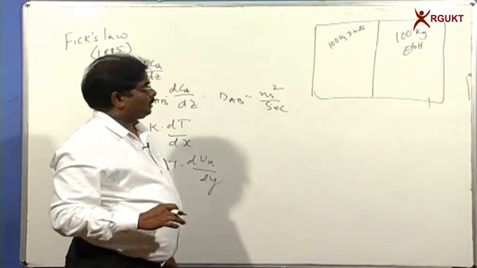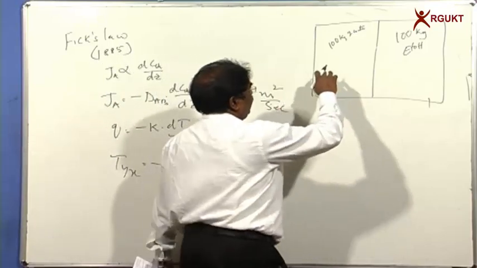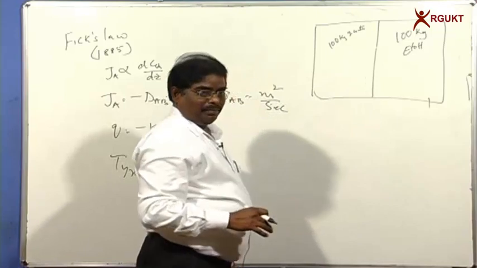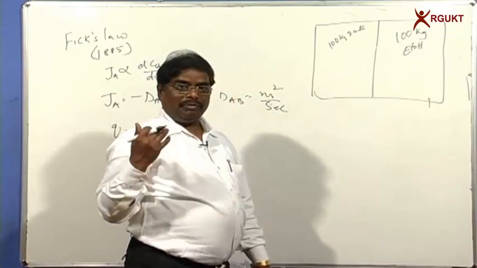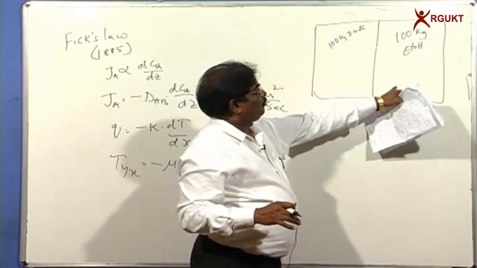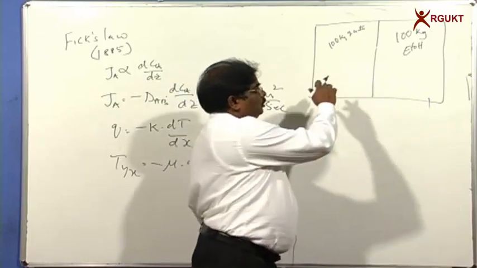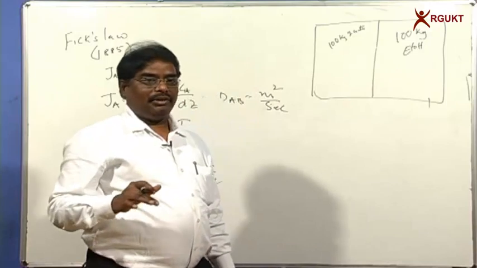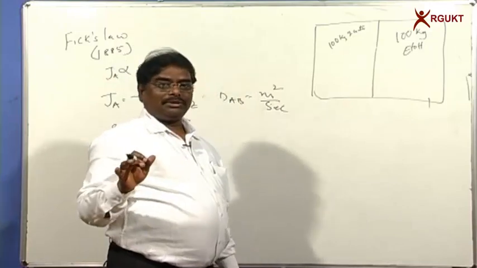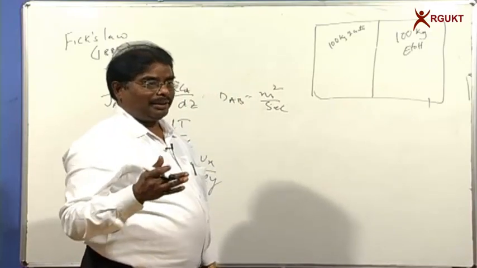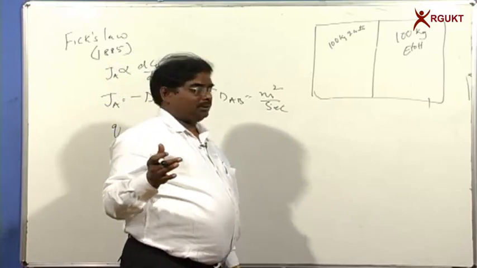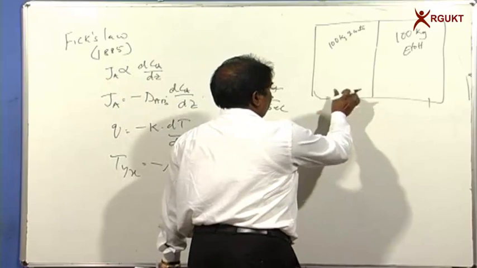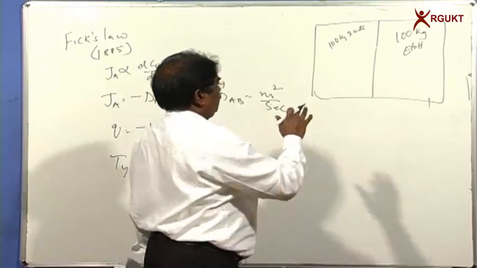When you remove the partition, obviously there is a concentration gradient for the water from this side to this side, and for the ethanol from this side to this side. So what will happen now? The ethanol is going to move in this direction, and water in that direction. Ultimately the system comes to a uniform concentration, so one can expect a 50% concentration throughout the chambers.